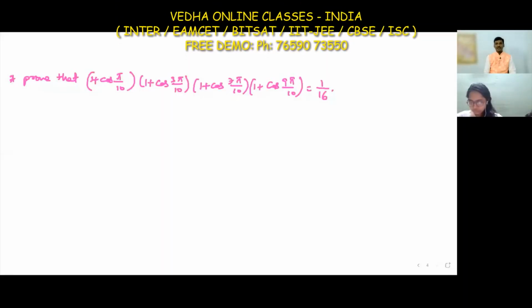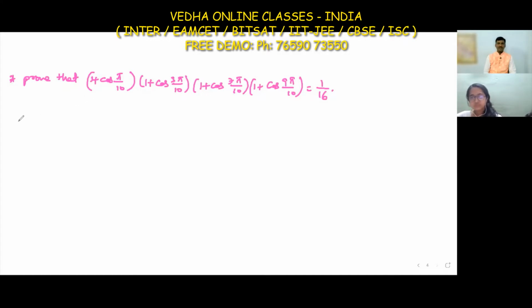Prove that 1 plus cos pi by 10 into 1 plus cos 3 pi by 10 into 1 plus cos 7 pi by 10 into 1 plus cos 9 pi by 10 is equal to 1 by 16. Okay, so here what do we have?